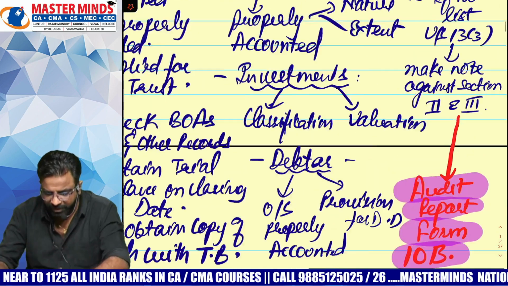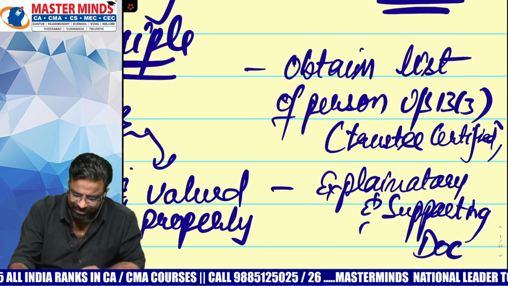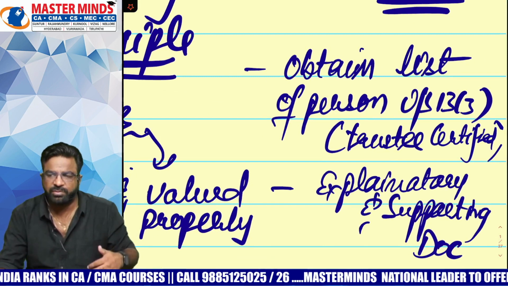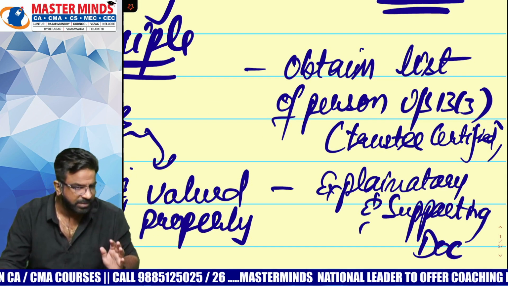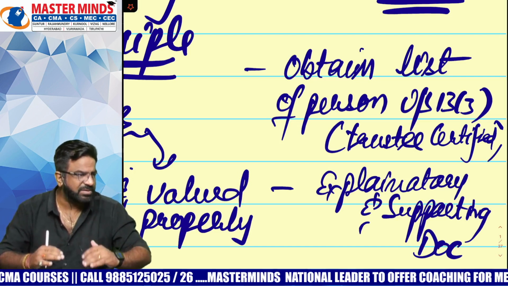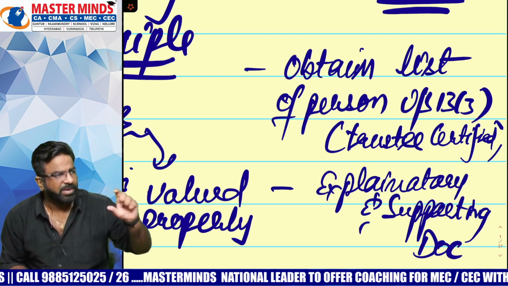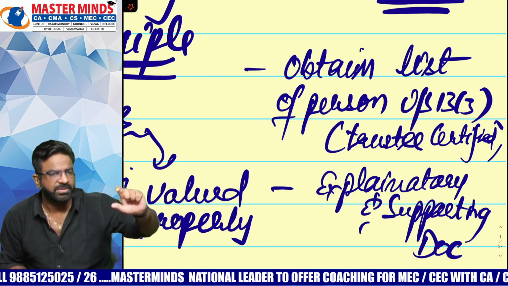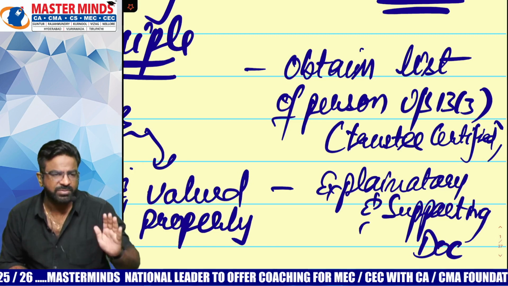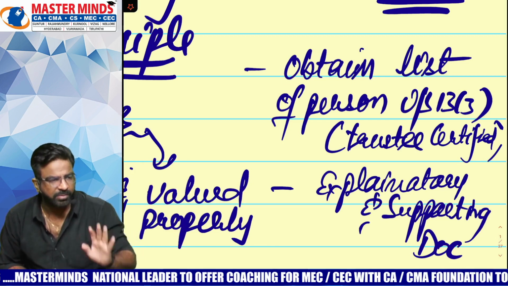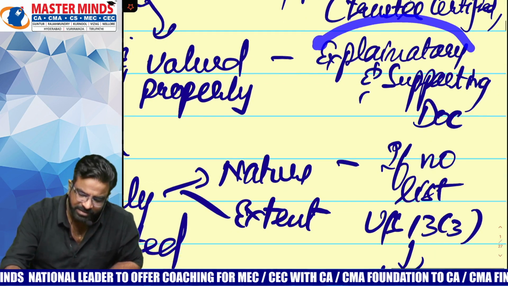Finally, in others, obtain the list of persons under section 13(3). Who are these persons? Those who have made a contribution or donation to the trust exceeding 50,000. The trust has to prepare a list of those people under section 13 subsection 3. So tell the trustee, give me the list of those beneficiaries who have made a contribution exceeding 50,000. Then explanatory statement and documentary evidence.